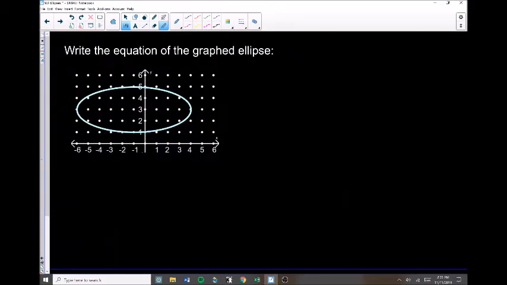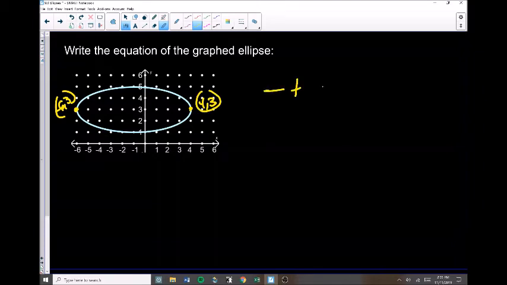Okay, we're going to find the equation of this graphed ellipse. I need to find the center of it. I can tell pretty clearly that there's a vertex here at -6,3, and there's a vertex here at 4,3. This is another one with horizontal orientation.